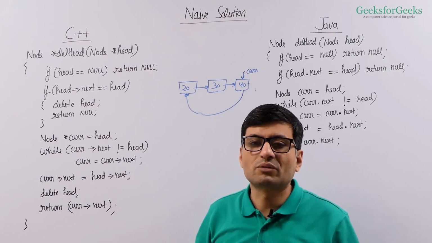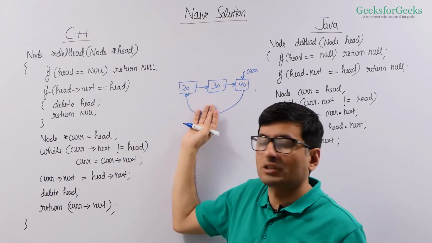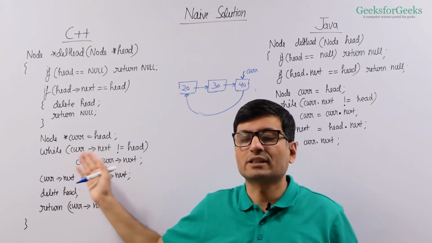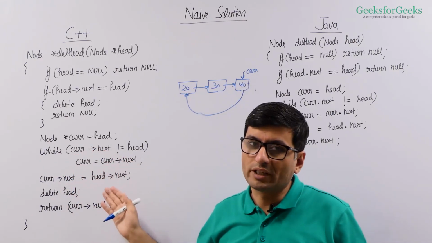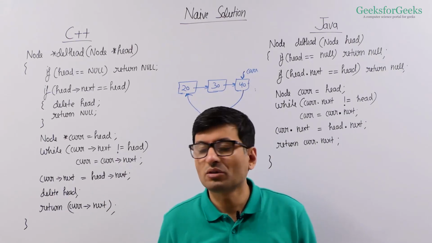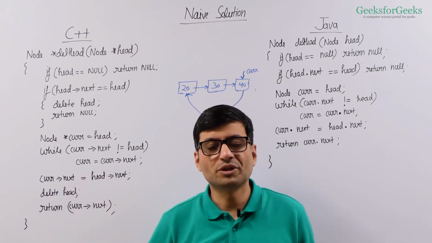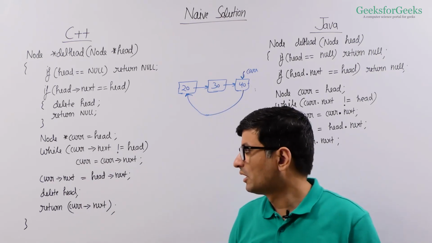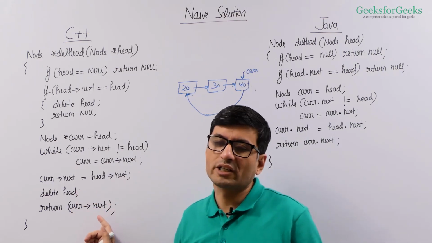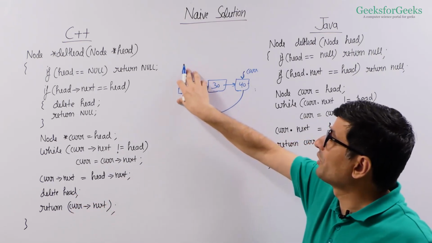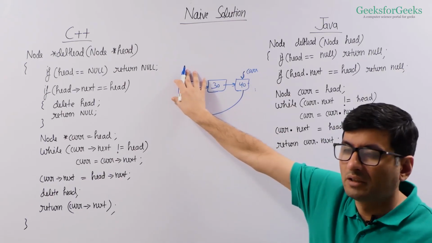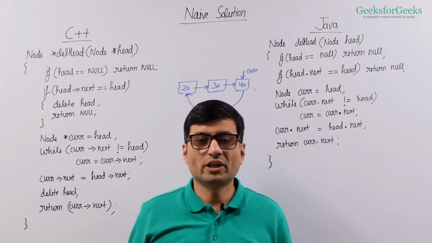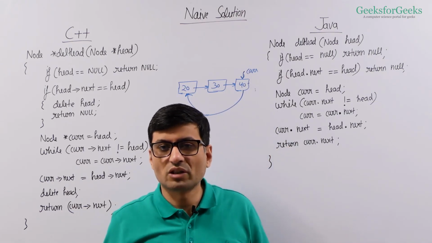Now for the other cases, when you have two or more nodes, we have already talked about the solution. We begin with current equal to head, we run a loop. While current next is not equal to head, we do current equal to current next. And once current points to the last node, we make current next equal to head next. We remove head from the chain of circular nodes, as we showed earlier in the diagrams. Now we delete head and we return current next as new head. So this becomes our new head. This is what we return at the end. Now this solution requires theta n time, where n is the number of nodes in the circular linked list.